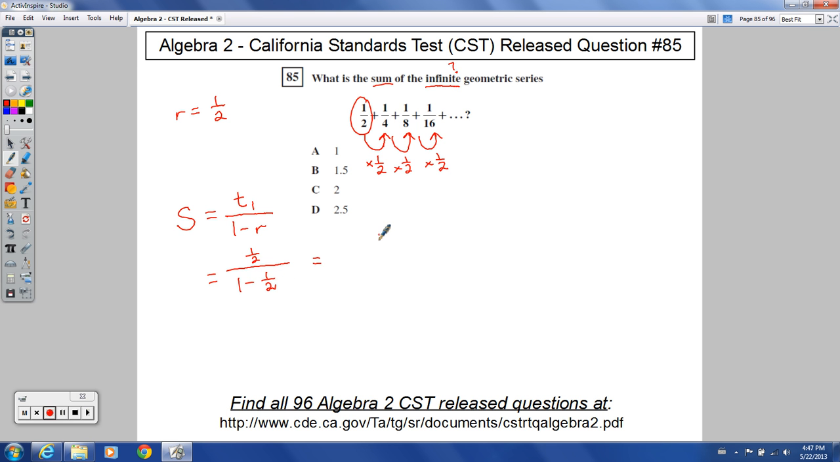Notice this is the same thing as saying 1/2 over 1/2. Yeah, you could multiply by the reciprocal, but just think about it for a second. What's 1/2 divided by 1/2? What's something divided by itself? Anything divided by itself is always 1. So if you add this up to infinity, eventually you get infinitely close to 1. So we say the sum is 1.